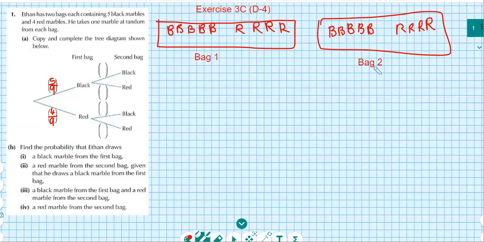So if I choose a black marble from this, the probability of getting a black marble will be 5 over 9. Similarly, for red, 4 over 9. In this branch, if we get red from the first bag, the probability of getting a black marble from the second bag will be the same, 5 over 9. And for the red, because there are 4 red marbles, it is 4 over the total number of marbles, 9, in the second bag. This will be 4 over 9.